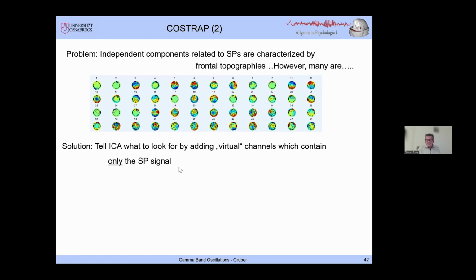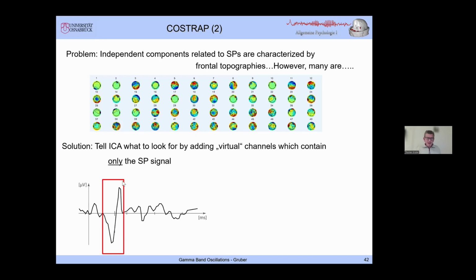And how can we tell an independent component analysis what to look for? One idea is we simply add a pattern, a virtual channel which contains the saccadic potential. So just look, ICA, this is what we're looking for. This is how a saccadic potential looks. That's what we want to find. We want to know, you independent component, that this is a saccadic potential. Please look for that. Find me a component exactly for this signal.